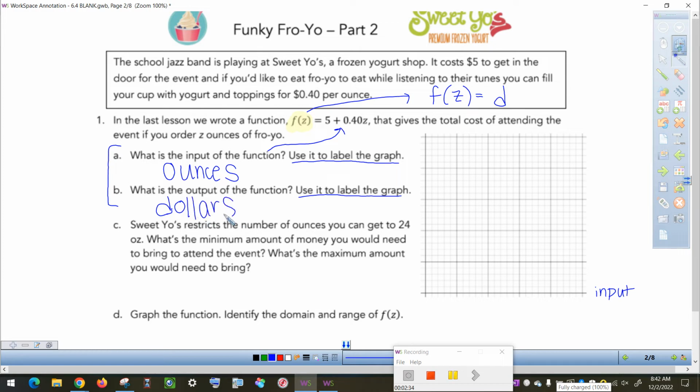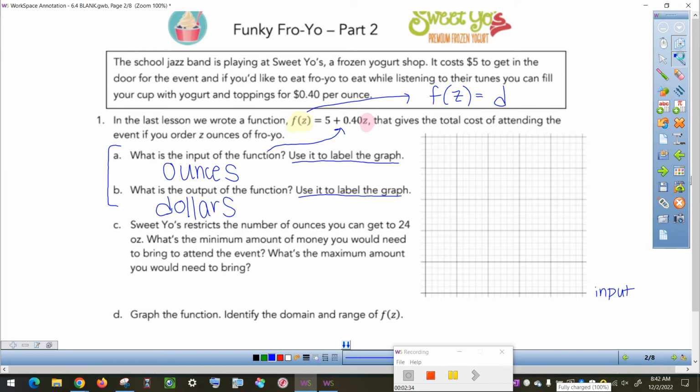All right, so we should have said ounces. So ounces would be the input of the function because that is the variable represented by this little piece right here. It's the number that you would plug in for the variable into the equation to evaluate it. So this equation is used to input a certain number of ounces. When we do that, it's going to output, it's going to tell us the total cost in dollars. So let's go ahead and use that to put our labels in here.